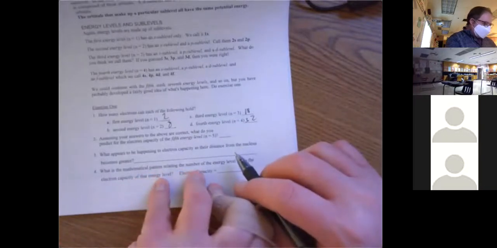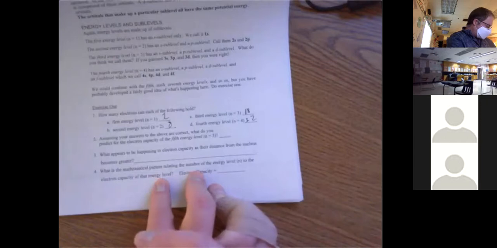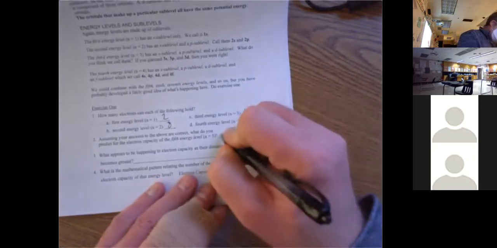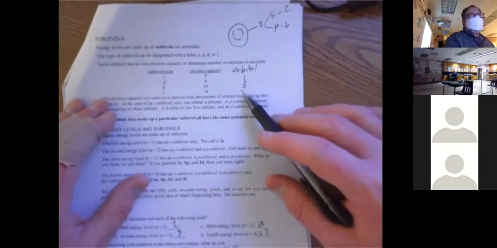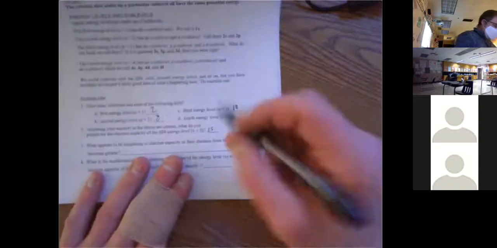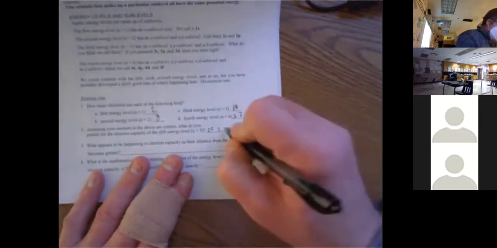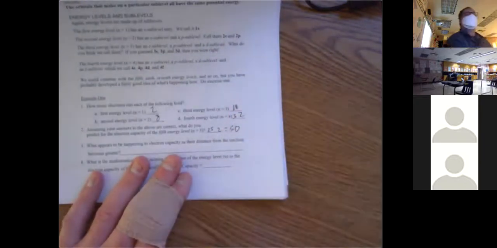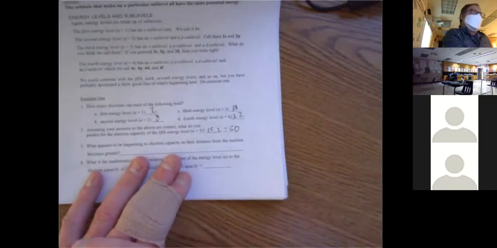1 plus 3 plus 5 plus 7 plus 9, all right? So that would be 25. That's the number of orbitals. Each orbital can hold 2, so we multiply that by 2 and we get 50. 50 electrons, each orbital holding 2. So what we could do instead is 2, 8, 18, 32, 50.